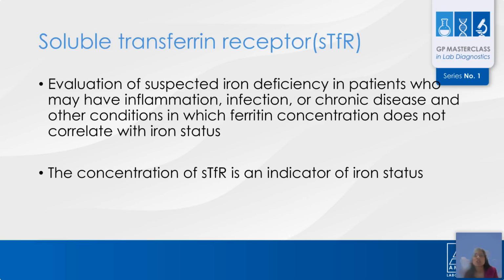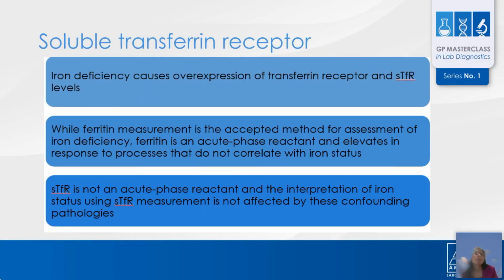The concentration of the soluble transferrin receptor is a good indicator of iron status. Iron deficiency causes an overexpression of the transferrin receptor and increases serum transferrin receptor levels. While ferritin is, as we've said, the accepted method for assessment of iron deficiency, bear in mind, as I've said before, it's an acute phase reactant and will elevate in response to processes that do not correlate with iron status.